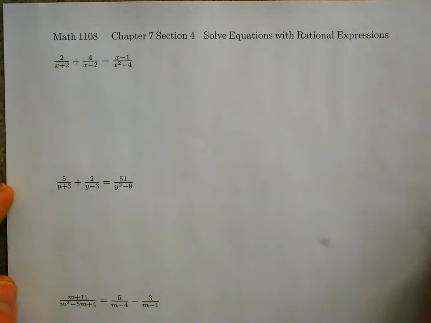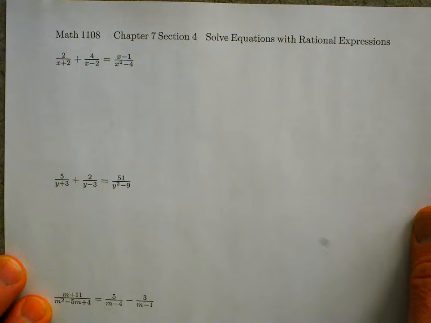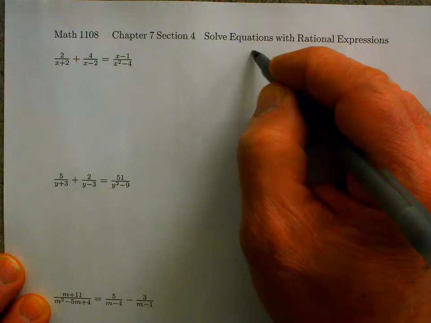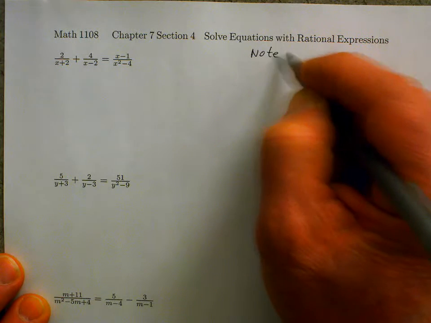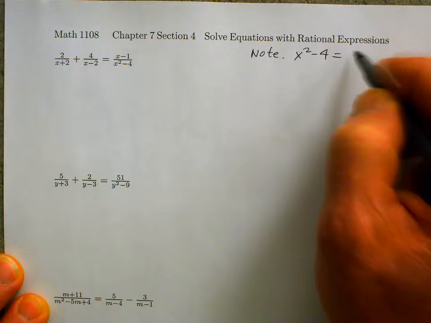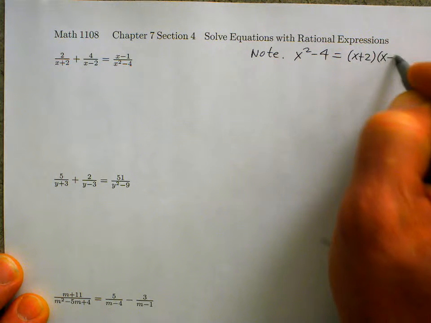Okay, solve this equation with rational expressions. 2 over x plus 2 plus 4 over x minus 2 equals x minus 1 over x squared minus 4. So note that x squared minus 4 is the product of x plus 2 and x minus 2.